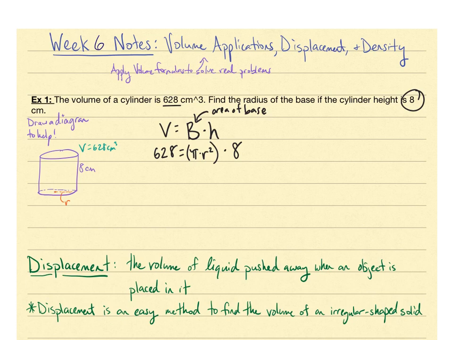So I'm just now going to solve this for r. I'm going to first divide by 8 on both sides. When I take 628 divided by 8, I get 78.5. Then I'm going to divide by pi on both sides, or I think I'll just use my 3.14 on my calculator, and I end up getting 25. And so now I'm just going to take the square root of both sides, which ends up being 5. So the radius has to be 5 centimeters.